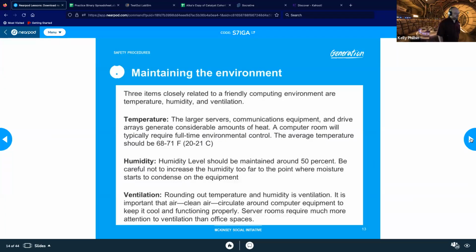Humidity, also kind of like us. They don't like it super humid. They don't like it super dry. What happens if it gets too dry? You can get a lot of static discharge. What happens if it gets too humid? Condensation. Things get wet. It's rusty.